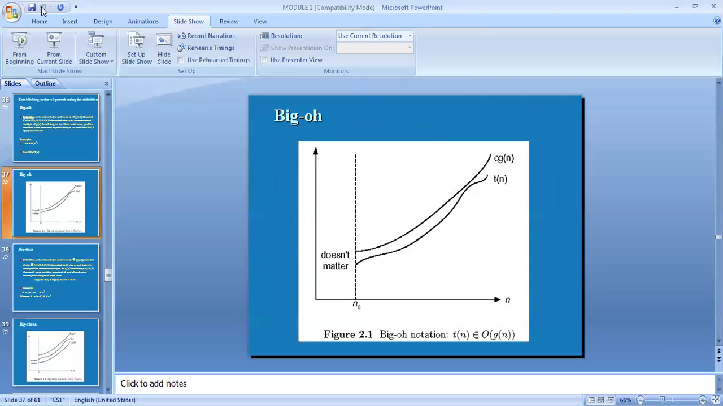Look at this curve. T of n belongs to big O of g of n. So T of n is always less than or equal to big O of g of n. Then the big O notation is actually drawn like this. As the size of the input increases, the execution time increases.